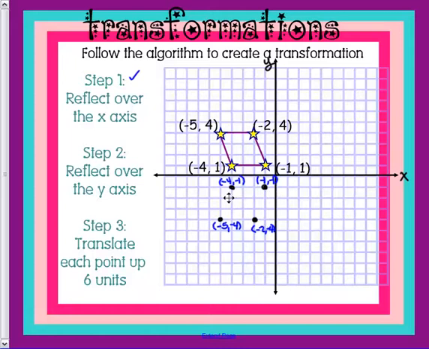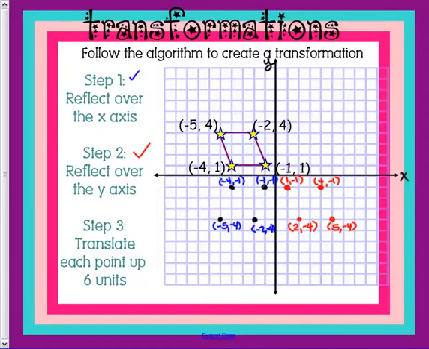Now we need to take this image and reflect it over the y. So when you reflect it over the y-axis, all of the x's change. So now all of our x's are positive. Okay, so check that one off of our list because we reflected it over the y-axis by changing all the x's. Now we want to translate each point up 6 units, which means we're literally shifting this 6 units up, which would add 6 to every one of the y's.